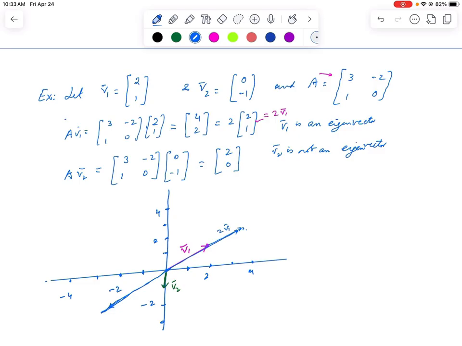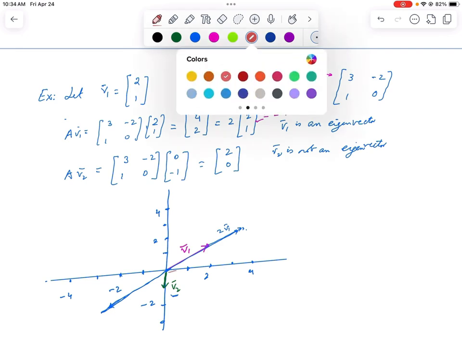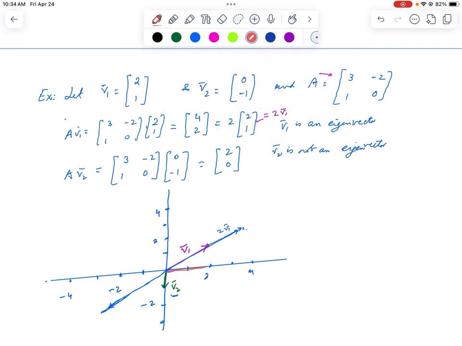So usually when you multiply a vector with a matrix, it will change its position. For example, AV2. So V2 is down here. But when we multiply with the matrix A, what does it become? It becomes 2, 0. So where is 2, 0? 2, 0 will be here. So this is AV2.